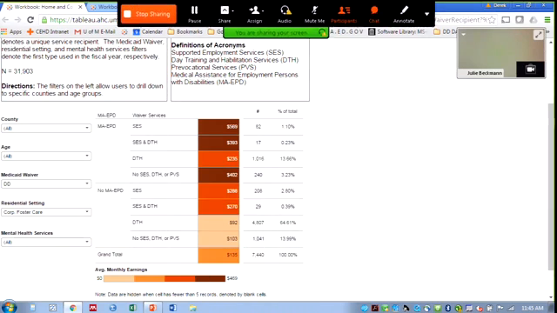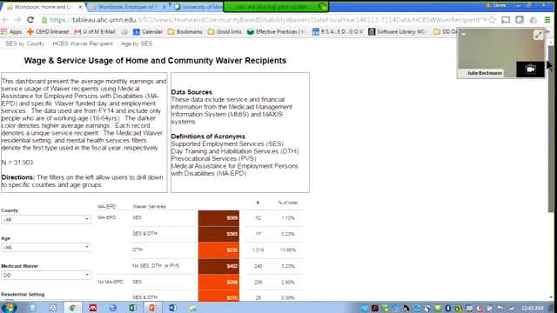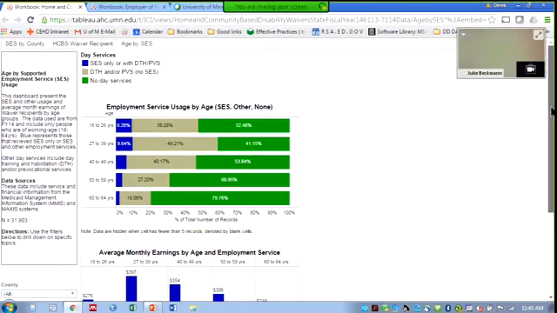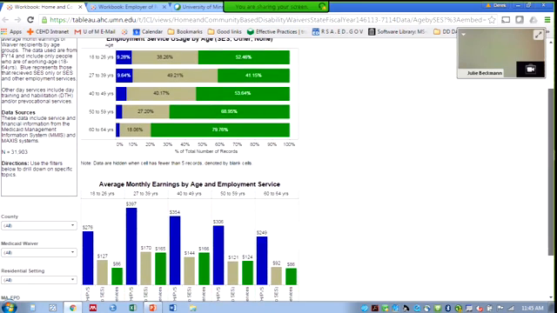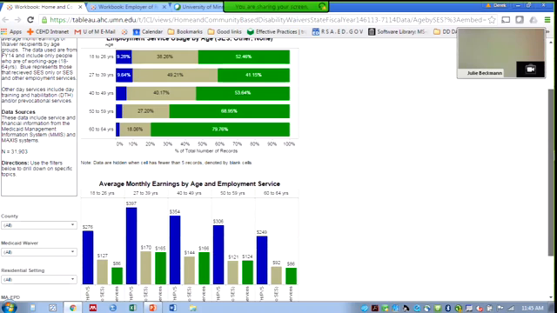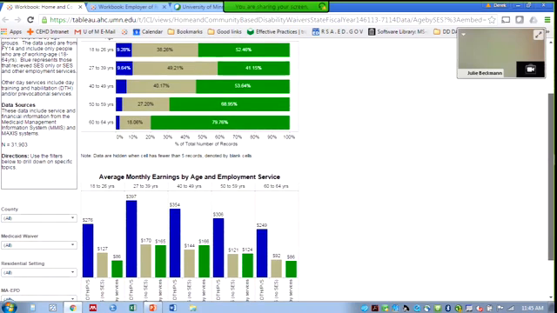So there are lots of things here. We're going to take one last look at this dashboard, and then we're going to move on to the other one. This is the dashboard that looks at the same group, waiver recipients, but this time it cuts the data by age.